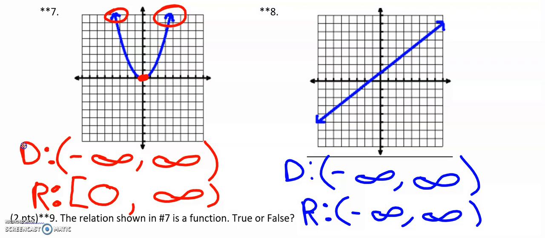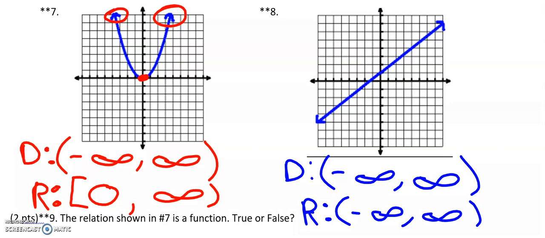Numbers 9 and 10 are asking you if 7 and 8 respectively are functions. To go about figuring out if these are functions or not, we use what is called the vertical line test.